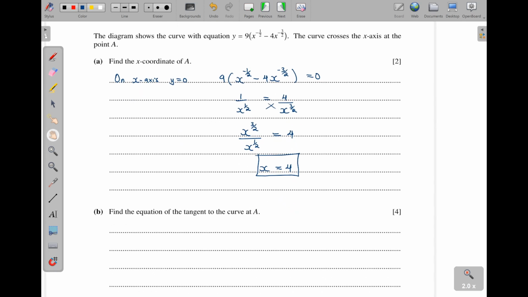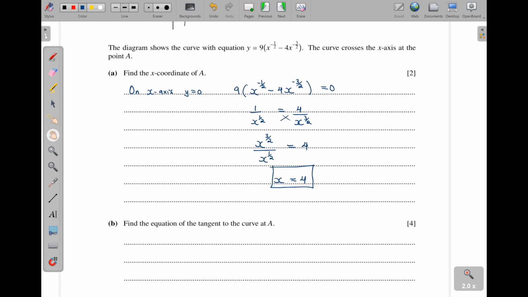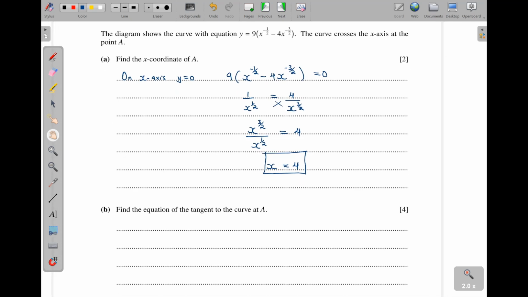Then part B, find the equation of the tangent to the curve. So to find the equation of the tangent at that point A, we need to get the gradient and then a point through which the line passes. So we shall therefore get dy/dx. And you know that at the point of intersection, the curve and the tangent have the same gradient.